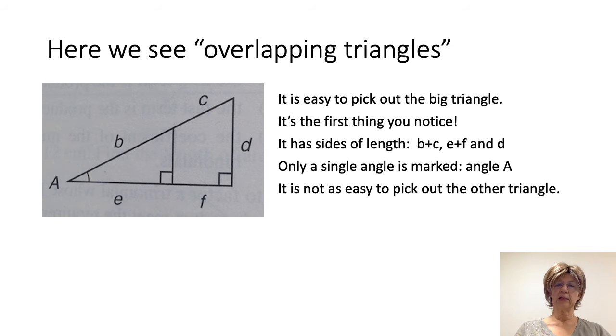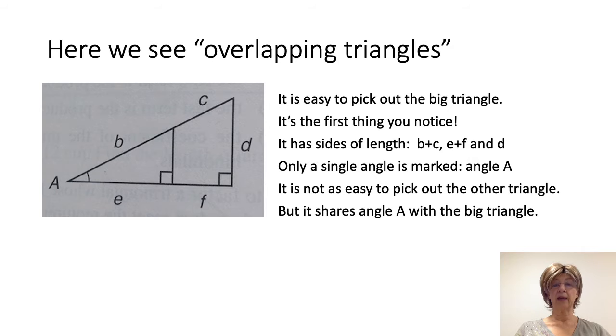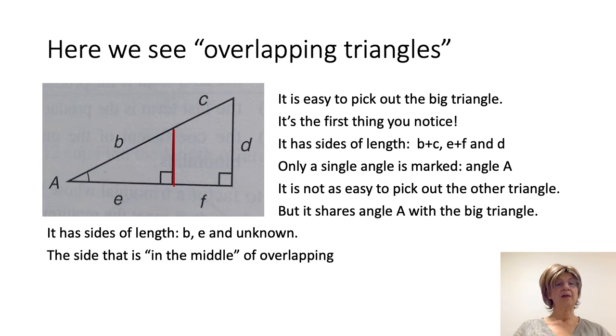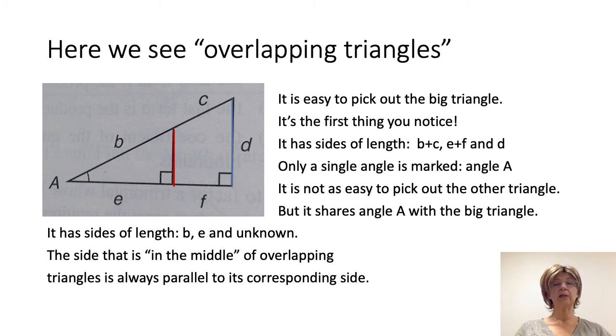It is not as easy to pick out the other triangle, but it shares angle A with the big triangle. It has sides of length B, E, and unknown. The side that is in the middle of overlapping triangles is always parallel to the corresponding side. Later we'll see them actually marked that way.